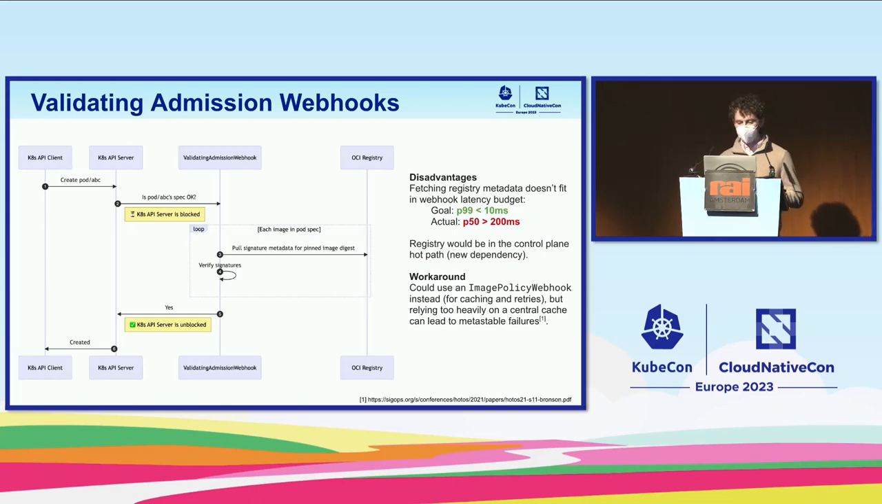So one workaround that you could consider here is using a different kind of admission webhook, the image policy webhook. And this is one that has built-in caching and retry features. So for example, it would patch around intermittent verification failures. But we're not very comfortable relying so heavily on a central cache like this to meet our baseline performance goals, because if that cache were to be cleared for any reason, the API server could be put into a state of metastable failure where it's unable to keep up with the request volume necessary to rebuild that cache and get back to its normal operation.